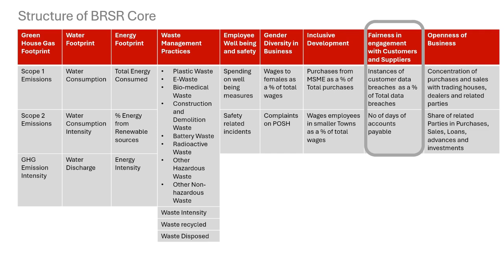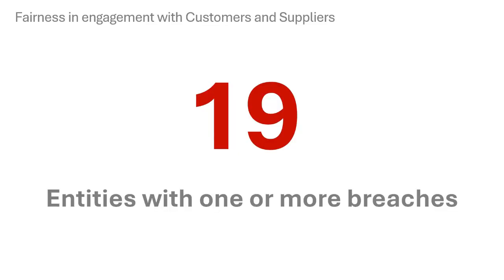The second data point is regarding fairness in engagement with the suppliers. This is measured by the credit period availed by the entity expressed in number of days. The idea is the larger this number, the more cash crunch the suppliers are facing and thus the entity is being unfair to them. Let's look at some of the disclosures for this KPI.